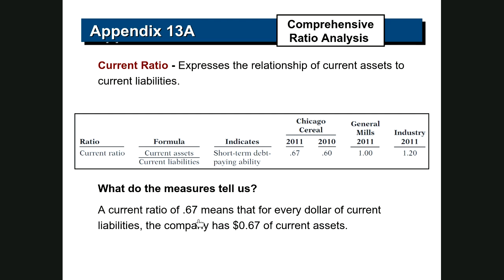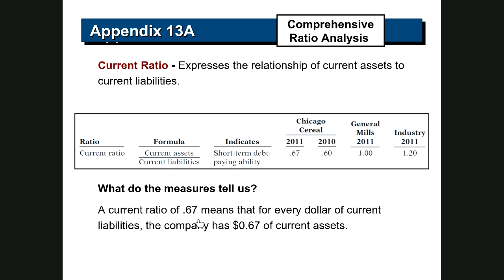Now let's compare that number from 2011 with another company in the same industry, General Mills. What is the current ratio of General Mills? It's 1, which means what? The current liabilities equal the current assets, right? When I divide the current assets by the current liabilities, 1,000 divided by 1,000 would be 1. 5,000 divided by 5,000 would be 1. 10,000 divided by 10,000 would be 1.